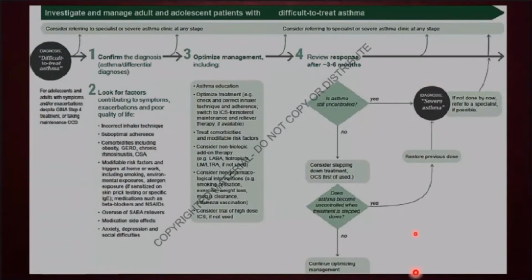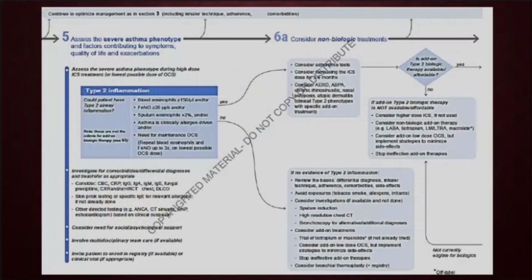So for severe asthma, once you optimize his management, despite all these measures, if he still has uncontrolled symptoms, you refer to a specialized center. This is where specialized therapy comes in. You assess the different phenotypes, okay, and look at other factors that can contribute to the symptoms. See if there's any type 2 inflammation.